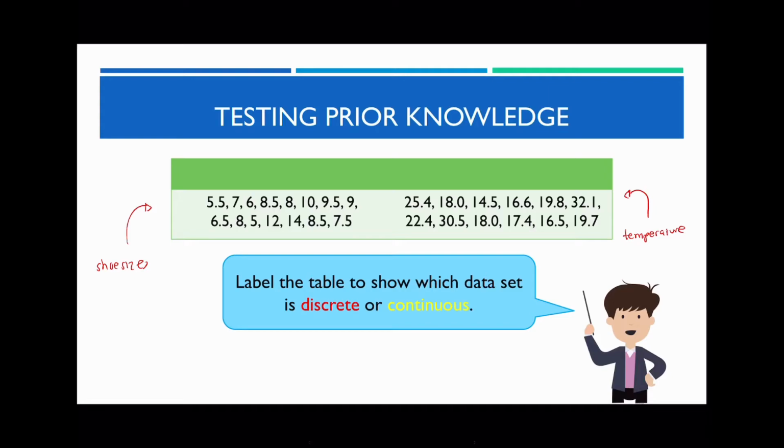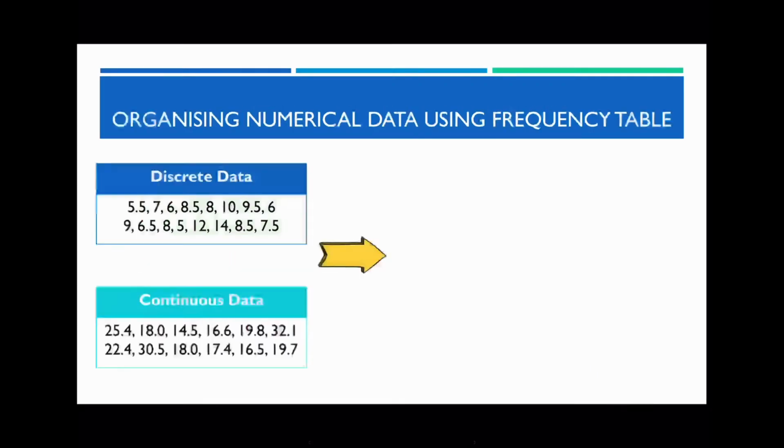Now, if you've done this correctly, notice that the values on the left hand side take on fixed values that go up by 0.5 each time. Because there's a fixed increment, the left hand side shows discrete data, whereas the temperature on the right hand side can take on any particular value. Therefore, this is an example of continuous data.